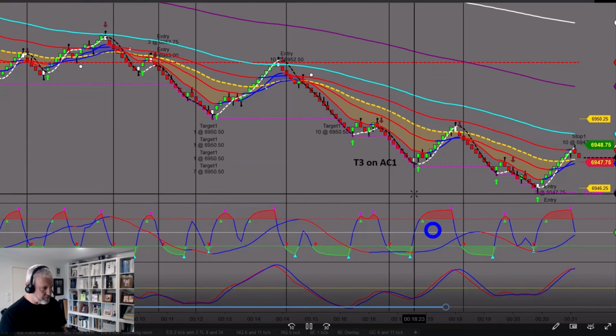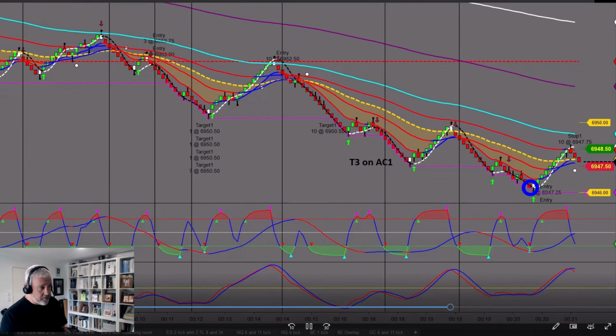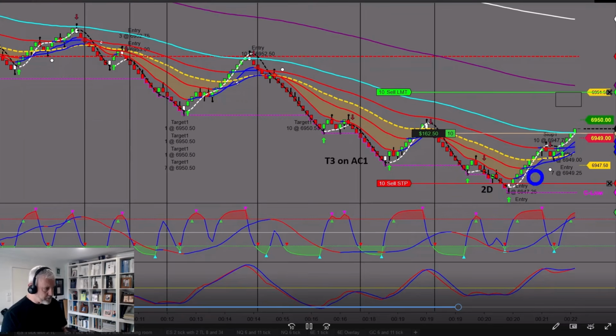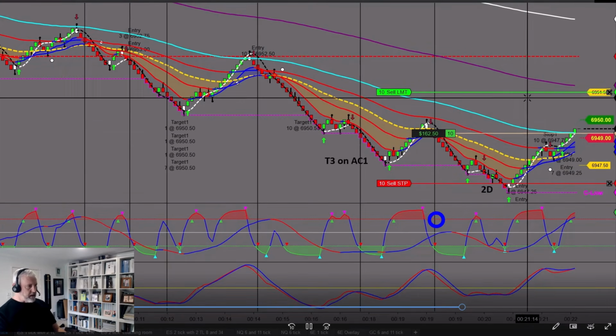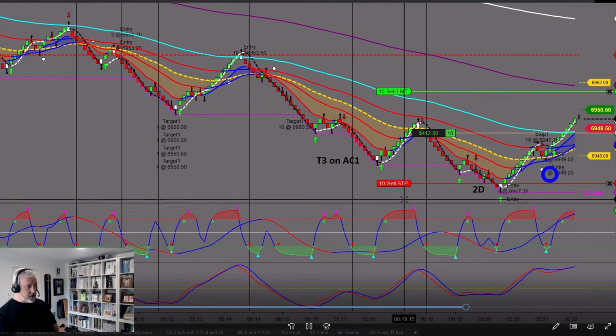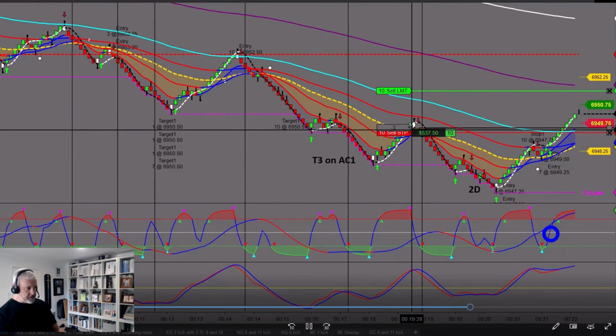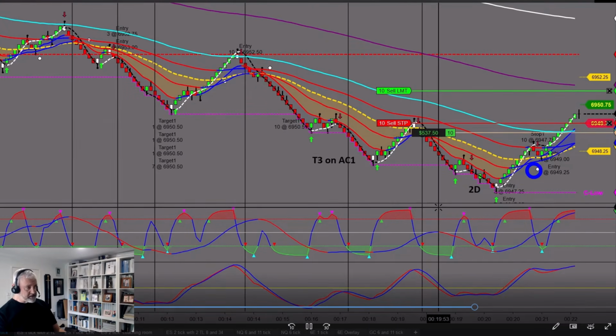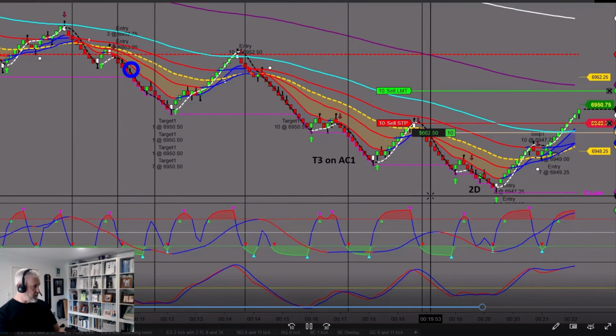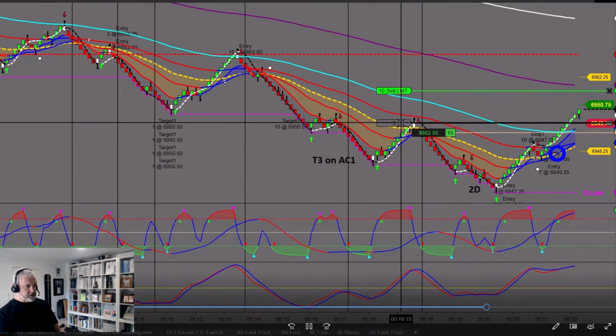Now you can see there I'm out of that trade. I only picked up, what do we pick up? 2 ticks out of that. And I'm back in this one here, and so for members watching this, that was a 2D, and this is a T10 again. So we had a T10 over here, and we've got a T10 reversal.